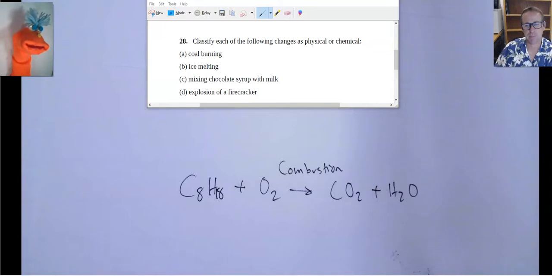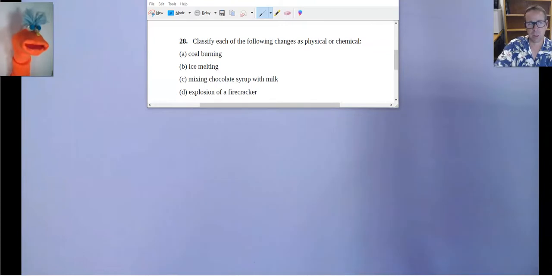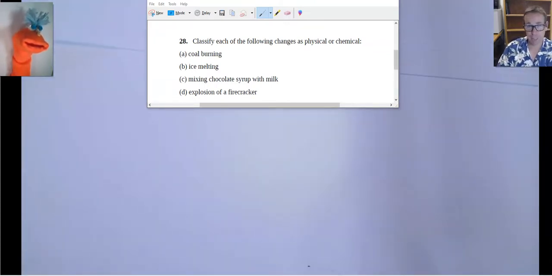Okay, ice melting. Melting is just solid to liquid, that's a physical change. Good. We're not changing the chemical formula. Mixing chocolate syrup with milk. I don't know, is that a reaction? It's not a reaction, but you might not know for sure whether there's a reaction or not. But generally, if there's no heat that's produced, if there's no bubbling or change in color, then there's likely no chemical change that's occurring. So yeah, that's an example of a physical change. Or not even a physical change.